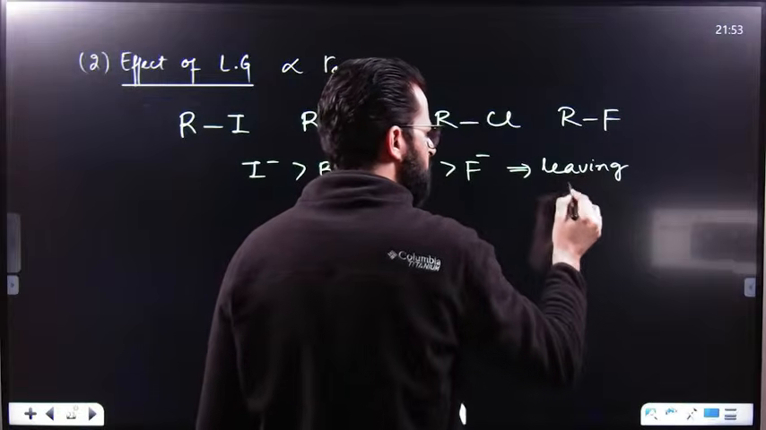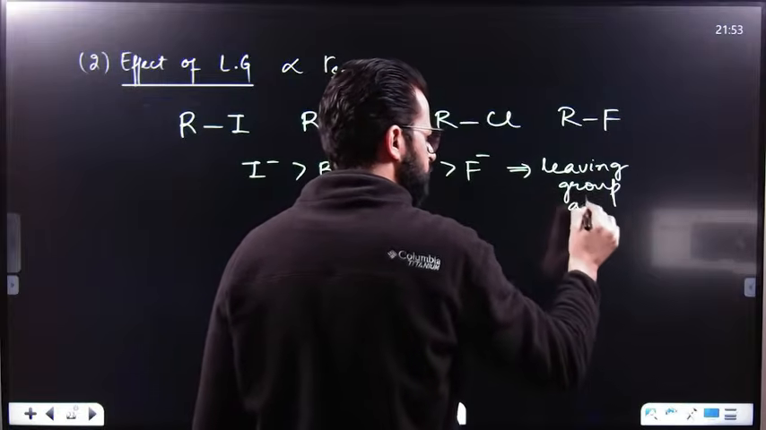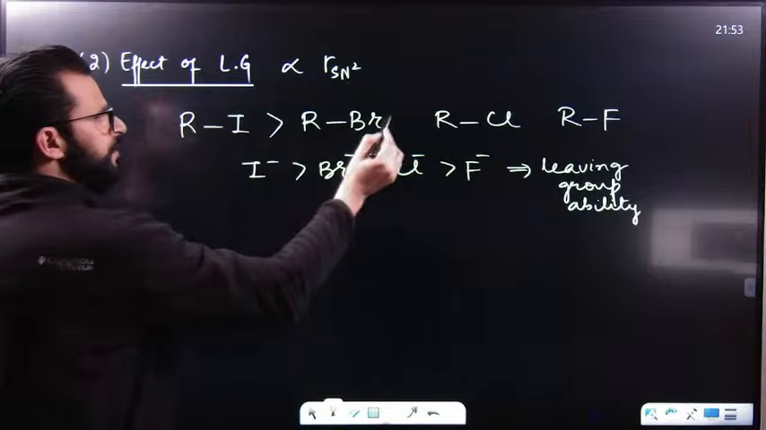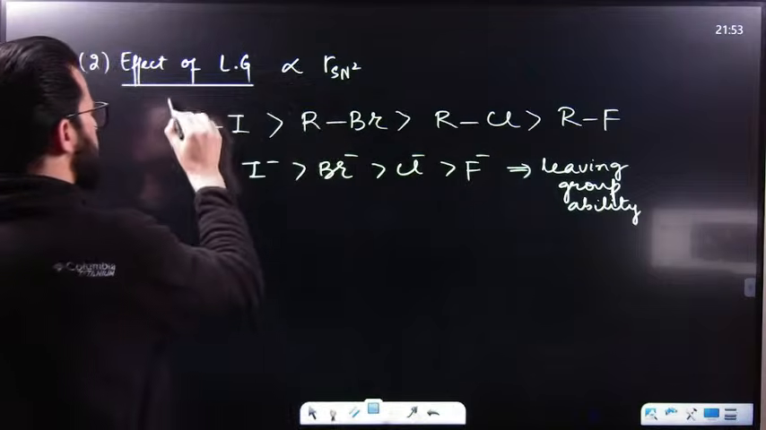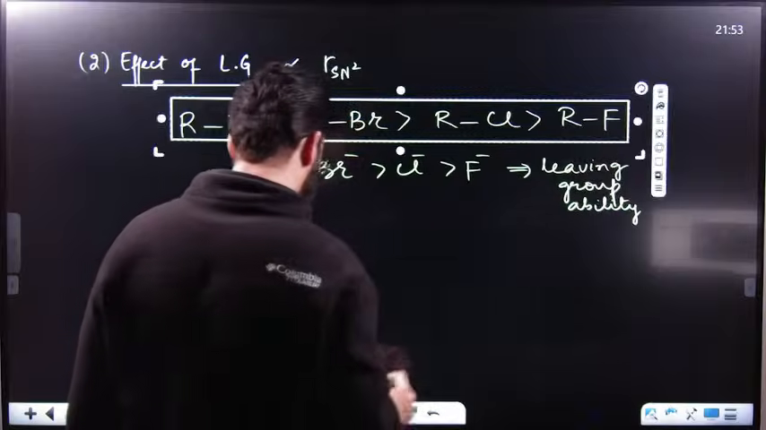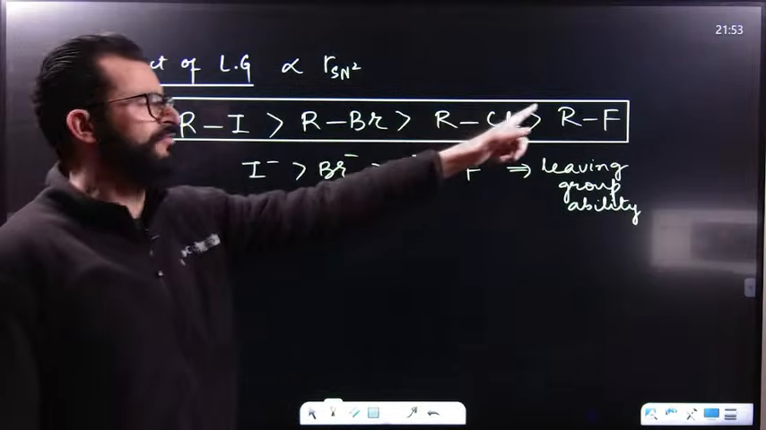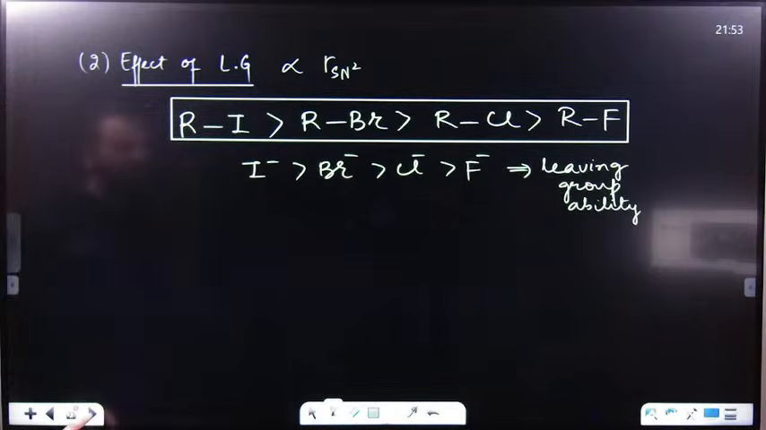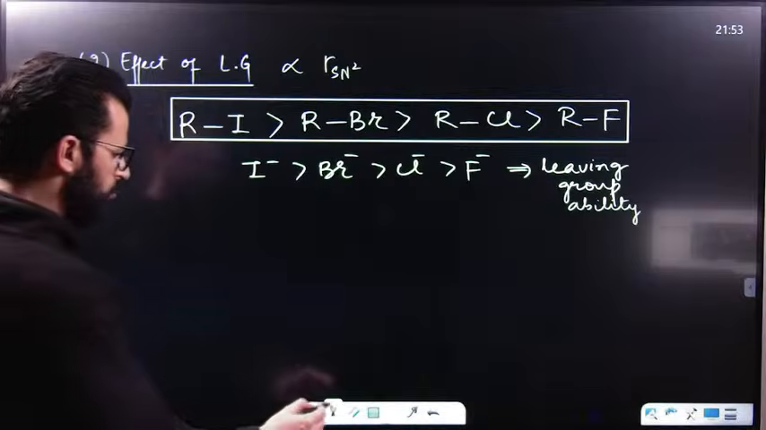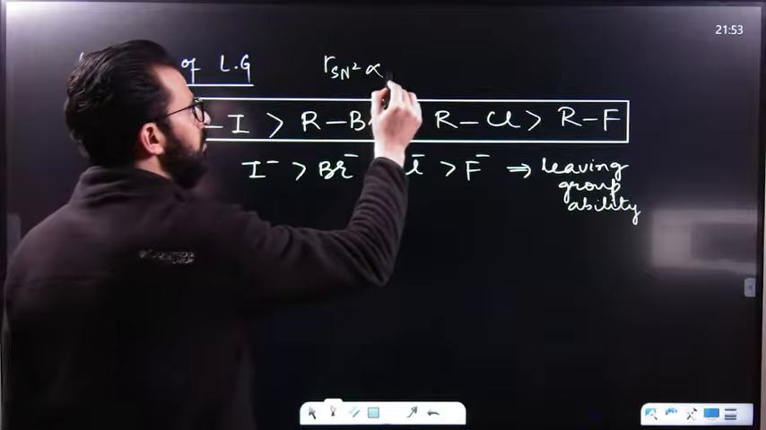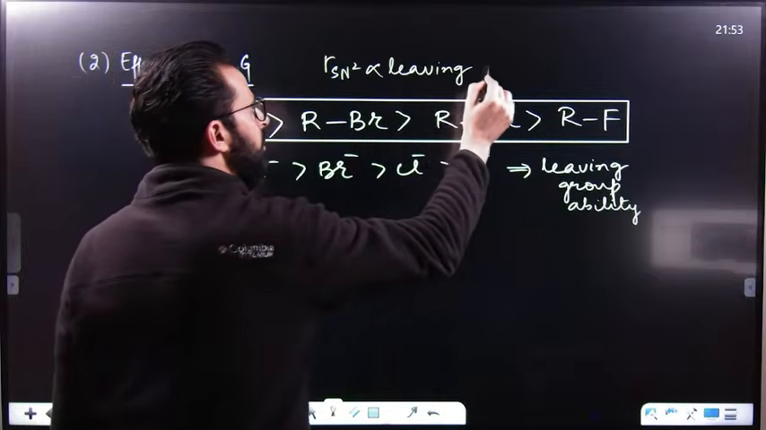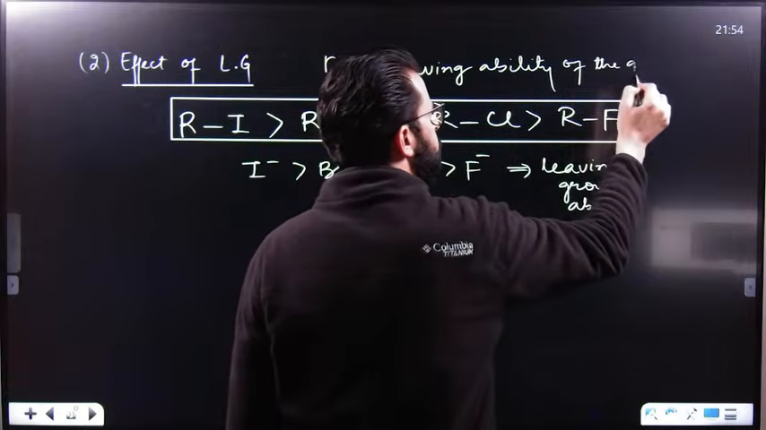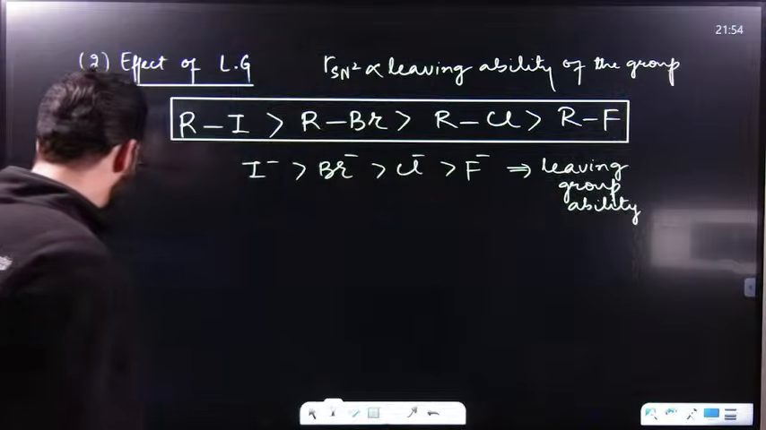So if this is the leaving group ability order, the greater the leaving group ability, the greater will be the rate of SN2. So the rate of SN2 will be like this. A good leaving group, the rate will be more; a weak leaving group, the rate will be less. So the rate of SN2 is directly proportional to the leaving ability of the group. I hope till now this is clear to you.